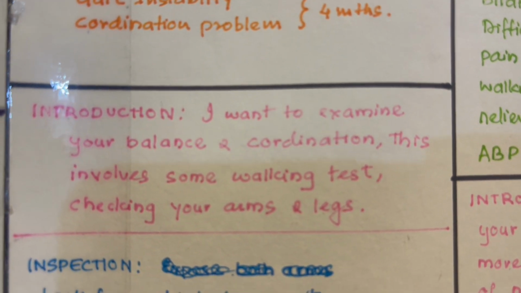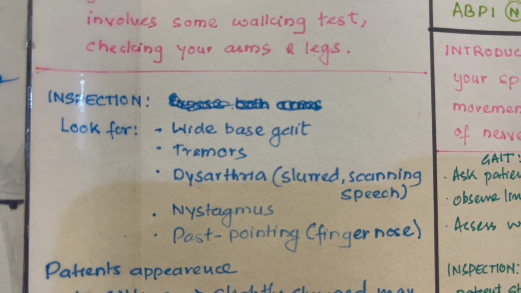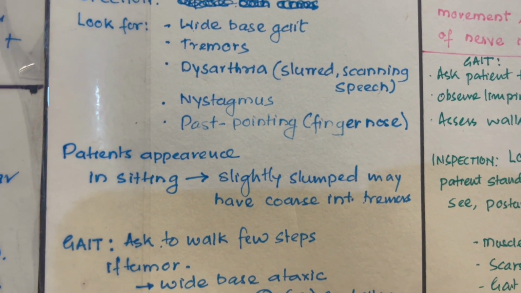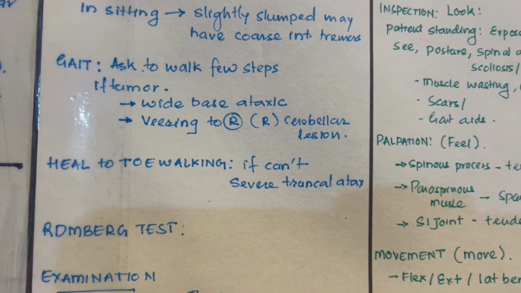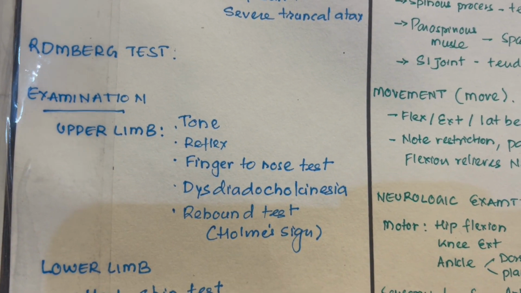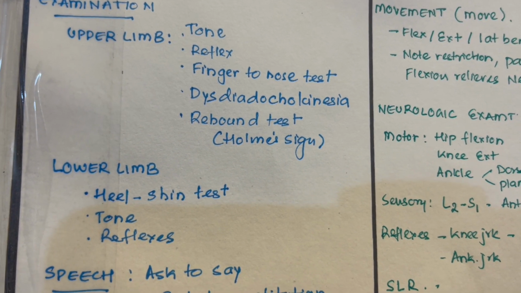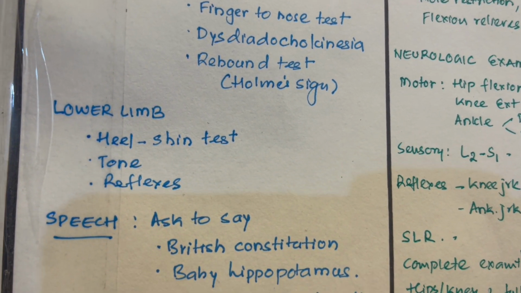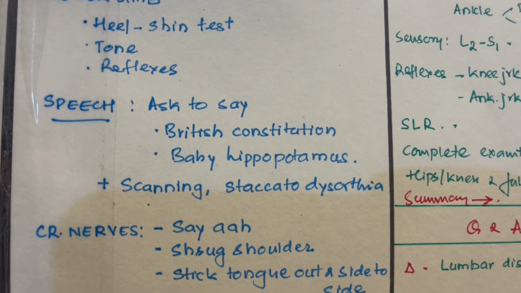So I want to examine your balance and coordination. This involves some walking tests and checking. Then you look for the gait, tremor, dysarthria, nystagmus, spatial interpretation. Sitting, gait for a few steps, wide base, heel to toe test, Romberg test, upper limb tone, reflexes, finger to nose test, dysdiadochokinesia, rebound test, lower limb heel shin test, toe reflexes, speech test, British Constitution, baby hippopotamus, cranial nerves.